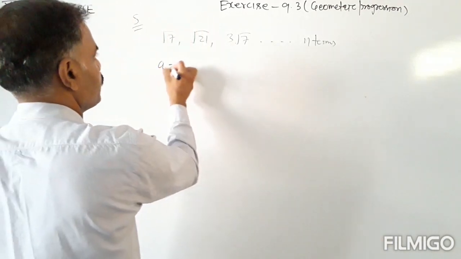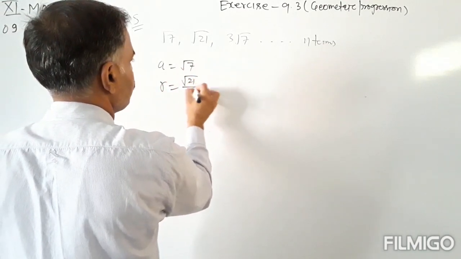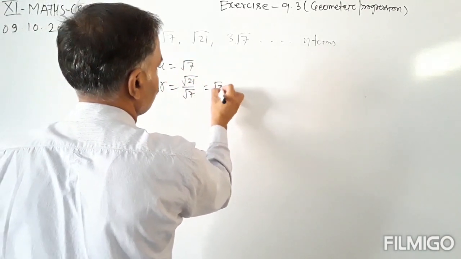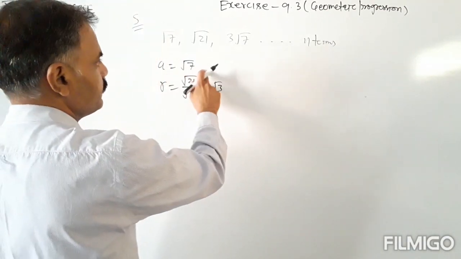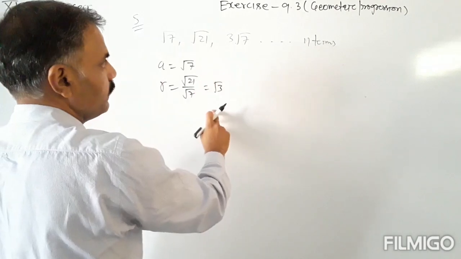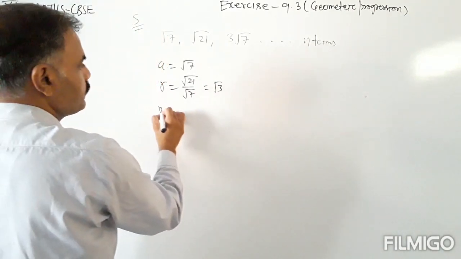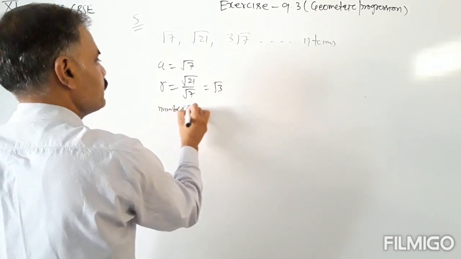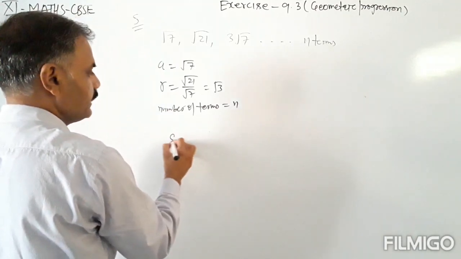Now the first term is given as under root 7 and the common ratio is under root 21 upon under root 7, that is equal to under root 3. So the common ratio is under root 3 and the first term is under root 7. Using these two, and the number of terms is n.